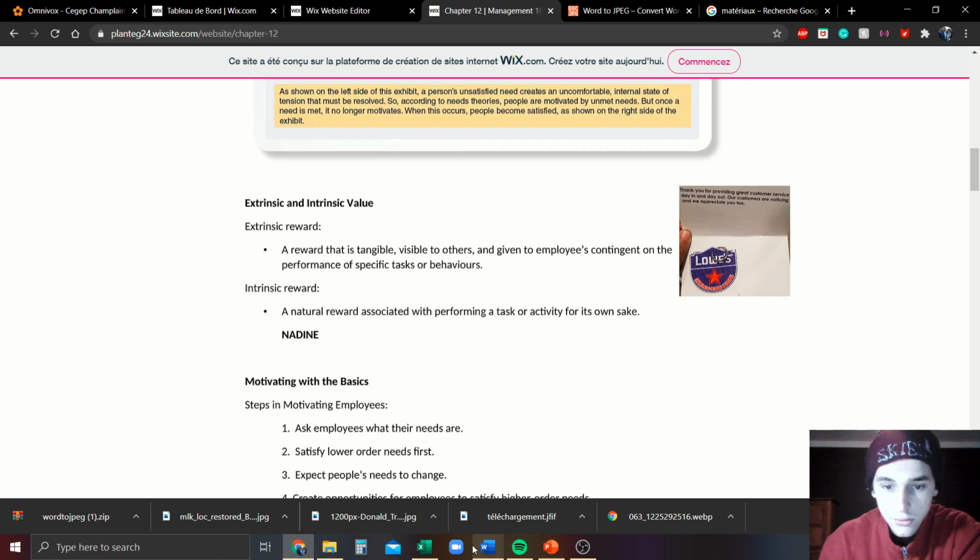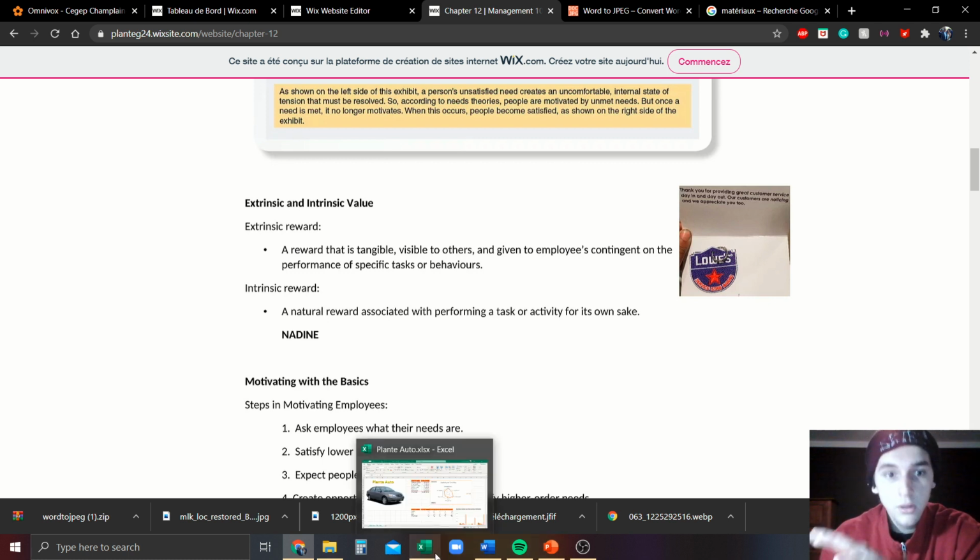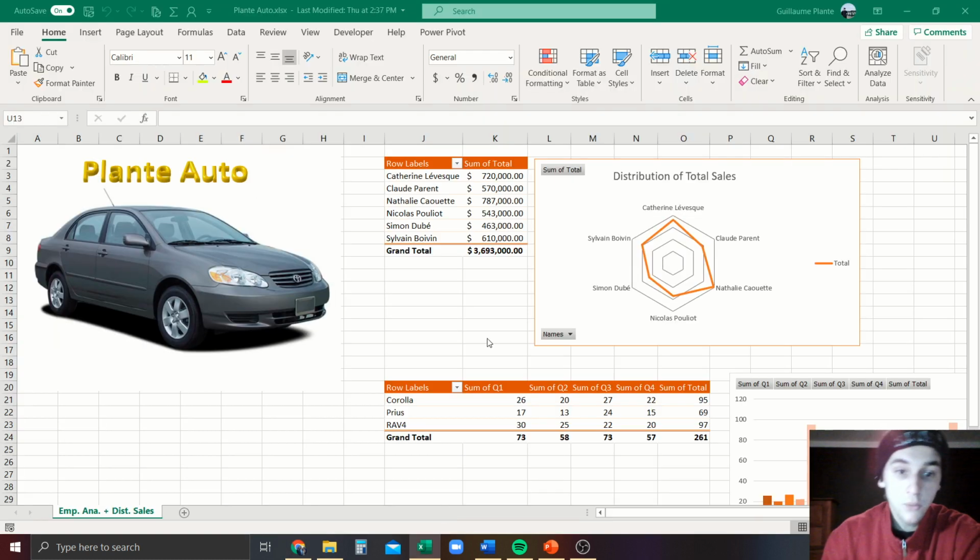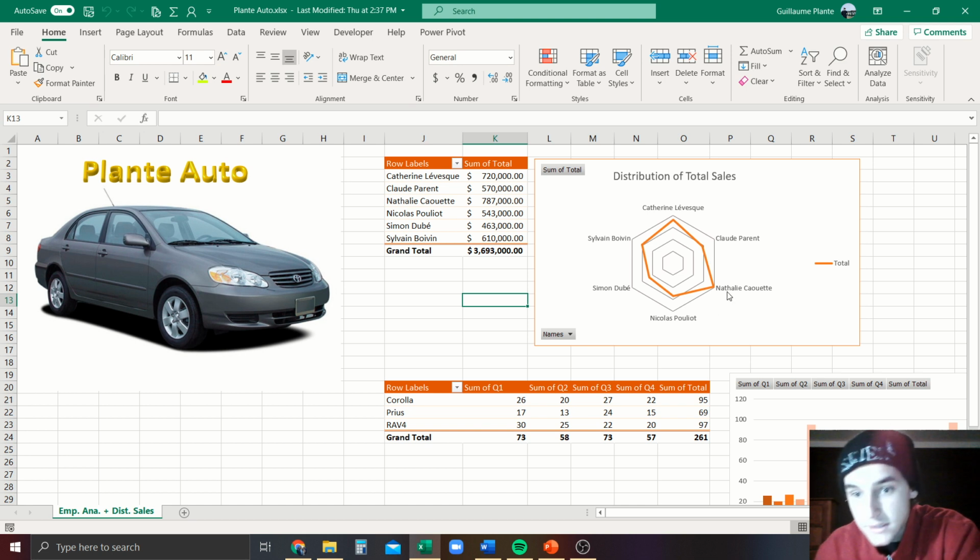So just to evaluate which people to reward and what you could get them, and to analyze how people are performing, well, you can use pivot charts and pivot tables. So here I created a pivot chart to see the total distribution of sales. So as we can see, Nathalie Kawet and Catherine Levesque are the leaders for selling Plant Auto. They are Toyota cars.